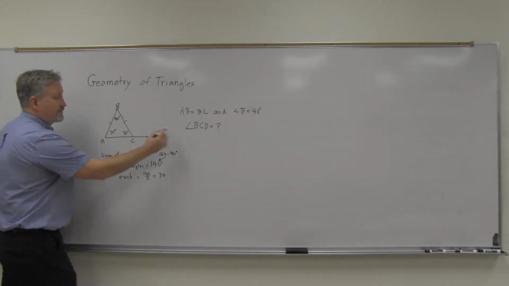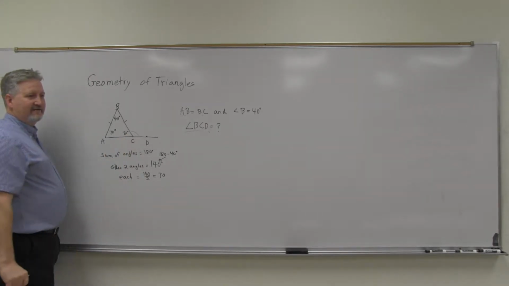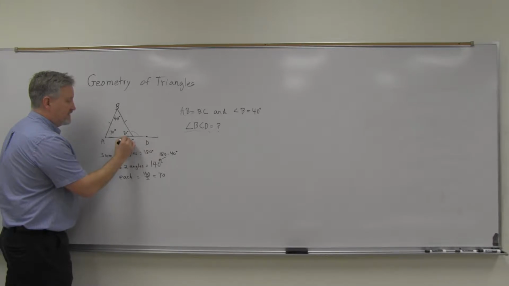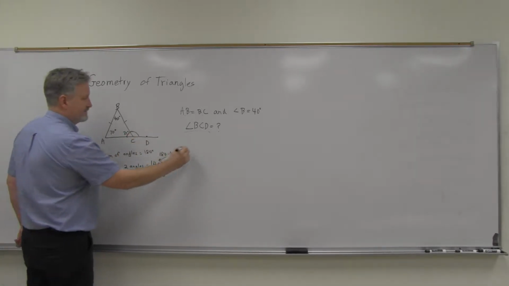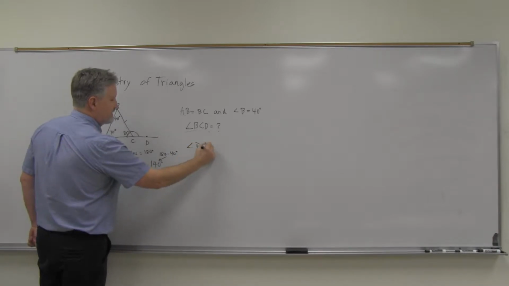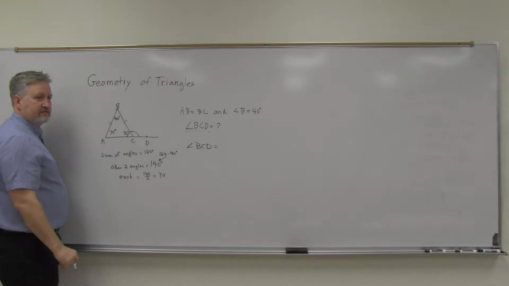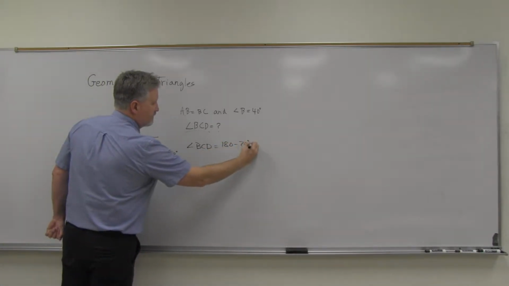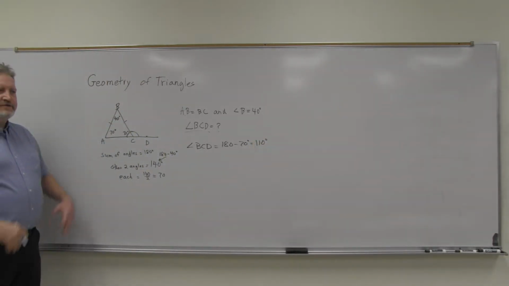Well, we're trying to get to this one, so that's this angle right here. What do you got there? Well, this 70 angle right here and that angle make a straight angle, don't they? So wouldn't BCD have to be 180 minus 70? 110. Yep, 110. Okay. So you just kind of have to work your way through it.